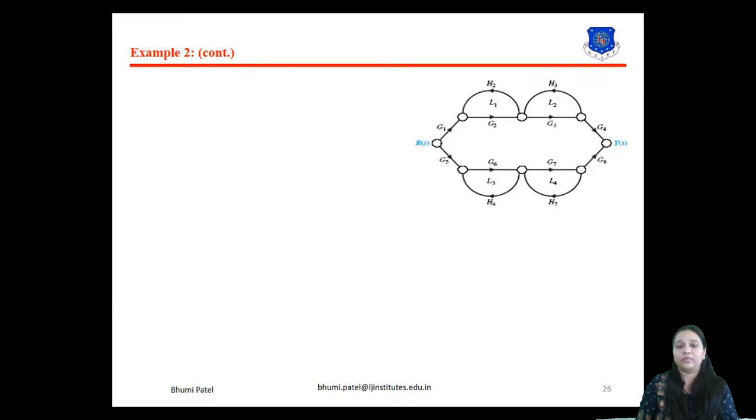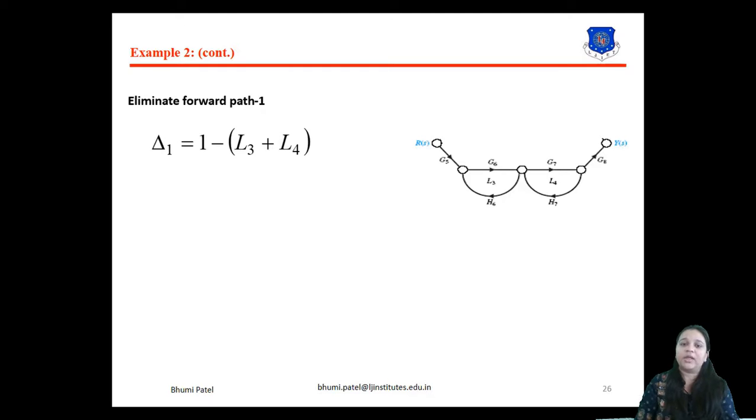Okay. Next step is to eliminate the forward path to find out delta 1. First of all we eliminate forward path 1. You can see in the right hand side diagram that we can eliminate forward path 1. So delta 1 is equal to 1 minus loop 3 plus loop 4. The equation becomes delta 1 is equal to 1 minus G6 H6 plus G7 H7.